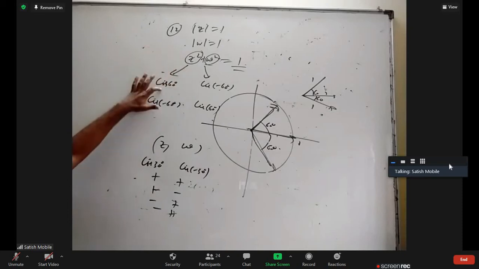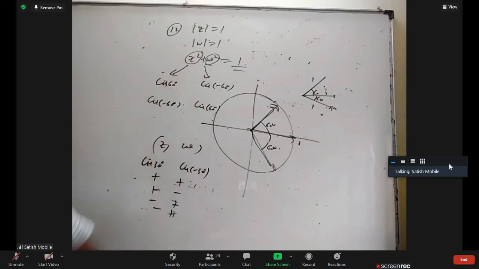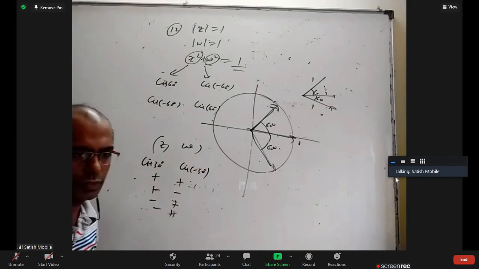And Z square is 60 degrees. For Z, there will be two answers. And W square is minus 60 degrees. For W, there will be two answers. So when you choose, you'll get a total of 4 cases, and with the reverse, 8 cases. That's it.